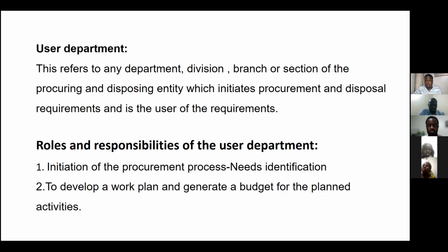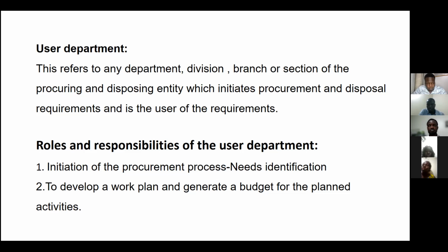A user department can be referred to as any department or division or branch or section of a procuring and disposing entity, which initiates the procurement and disposal requirements and is the user of the requirements. So the roles of the user department are crucial. And one of them is actually the starting phase of the procurement cycle. The user department initiates the procurement process through the needs identification.